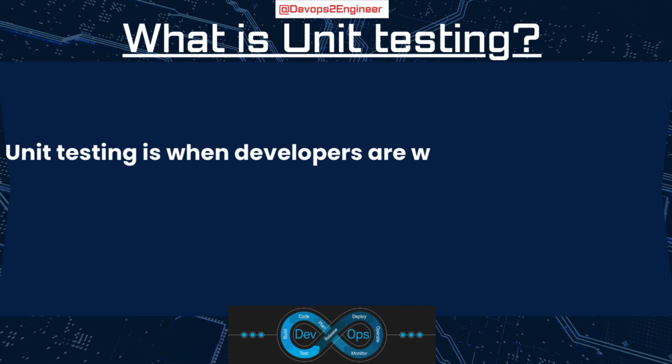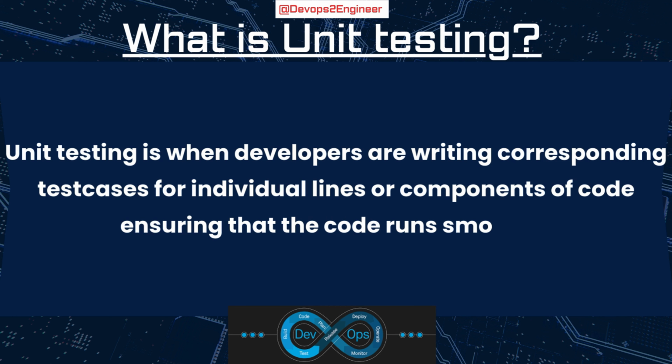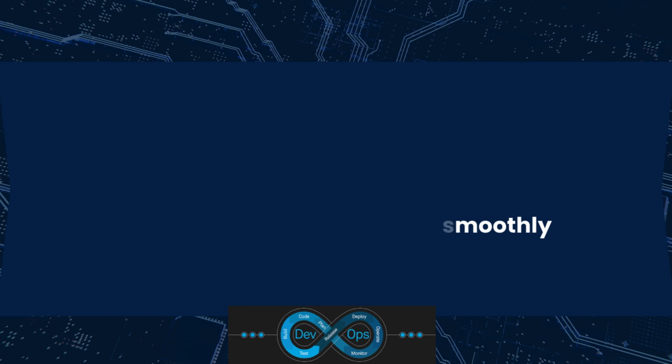What is unit testing? Unit testing is when developers write corresponding test cases for individual lines or components of code, ensuring that the code runs smoothly.